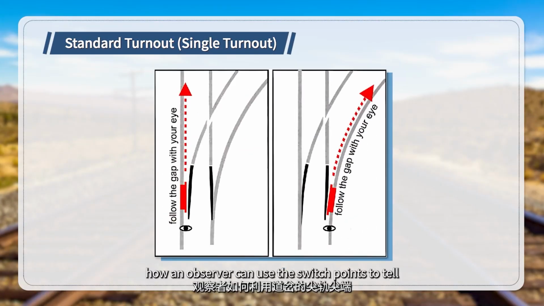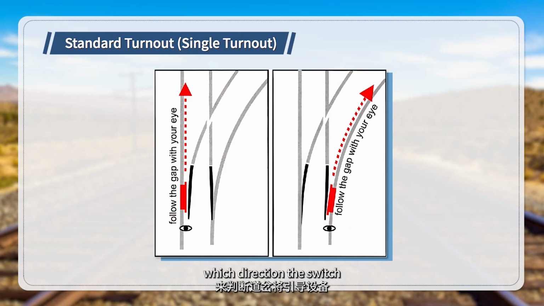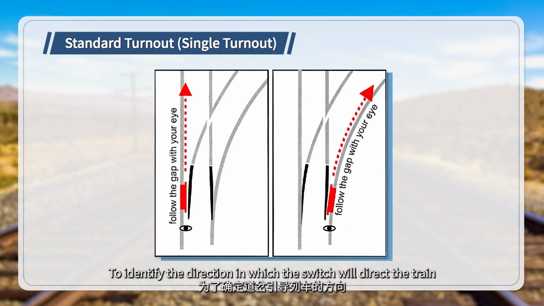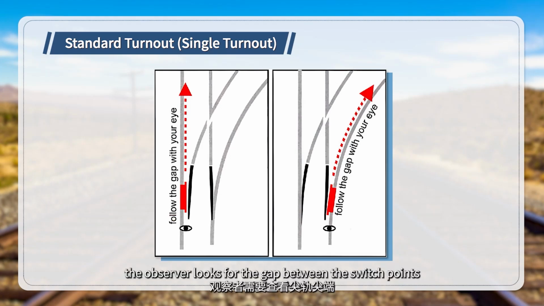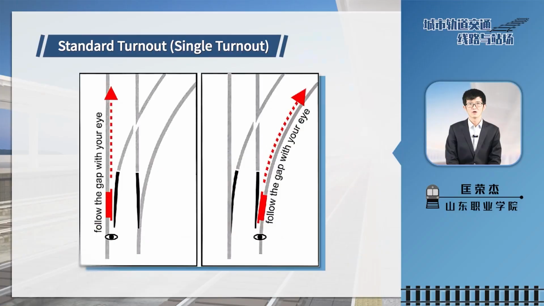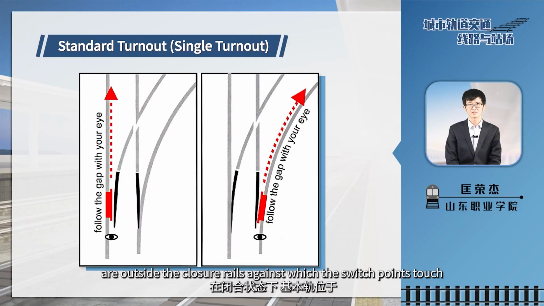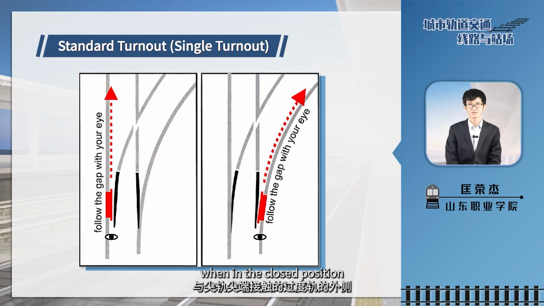The picture shows how an observer can use the switch points to tell which direction the switch will direct the equipment for the facing movement. To identify the direction in which the switch will direct the train, the observer looks for the gap between the switch points and the stock rail. We can see stock rails are outside the closure rail against which the switch points touch when in the closed position.